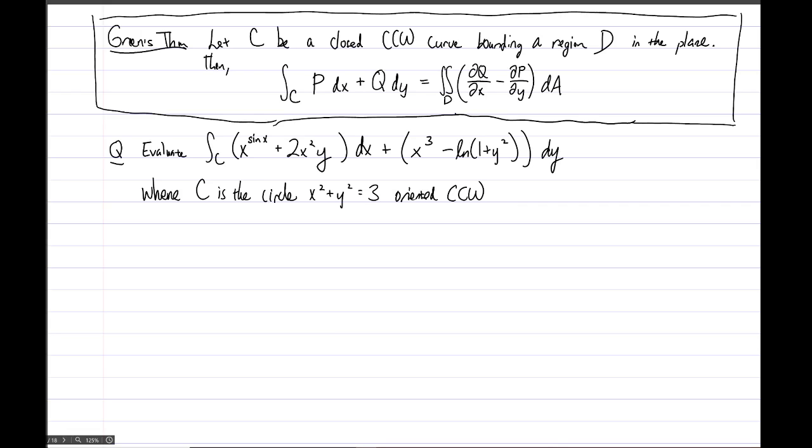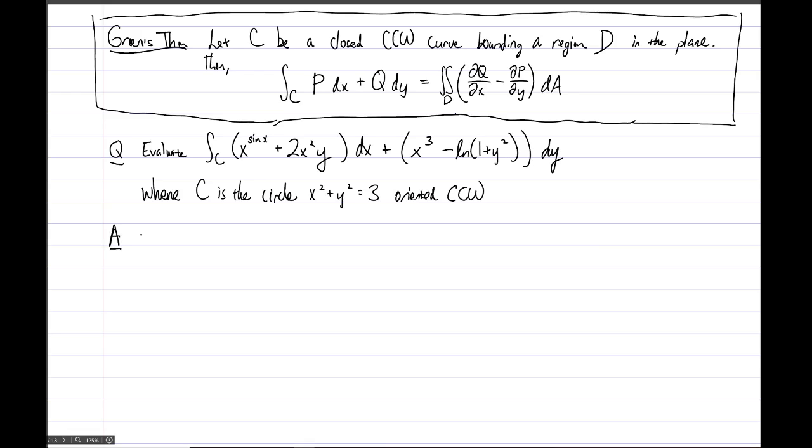Okay, so let's try this. We'll evaluate the integral over the curve C of x to the sine of x power, plus 2x squared y, all of that dx, plus quantity x cubed minus ln of quantity 1 plus y squared, all of that dy, where C is a circle, x squared plus y squared equals 3, oriented counterclockwise. If you'd like, you may wish to just give the problem a try on your own. You may want to pause the video just to see what you'd get, and then unpause and see what my work looks like.